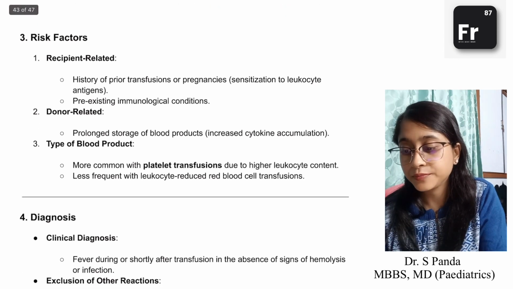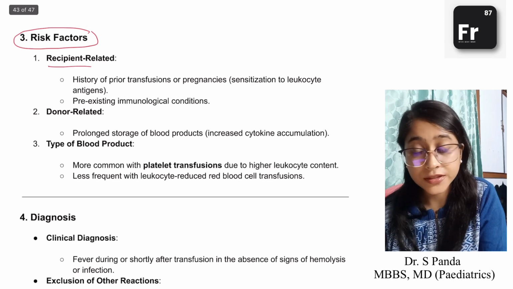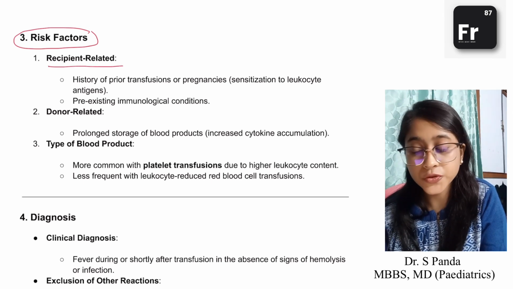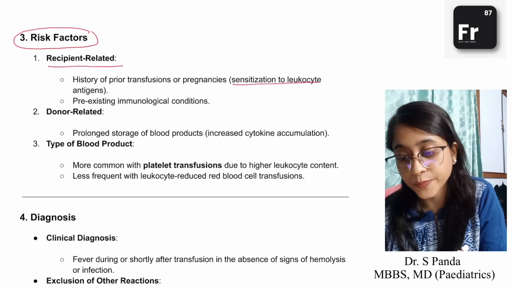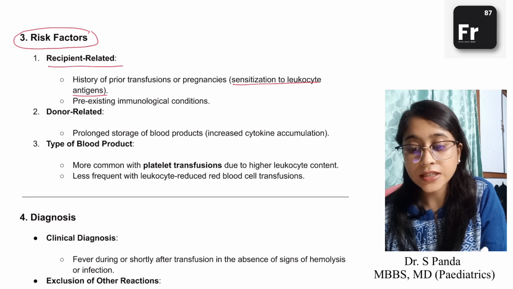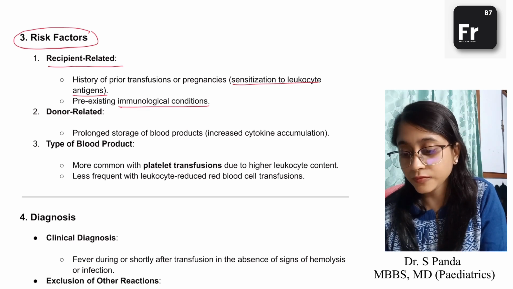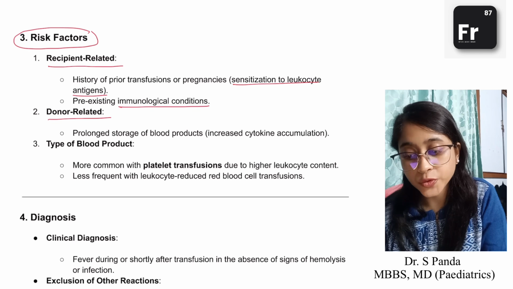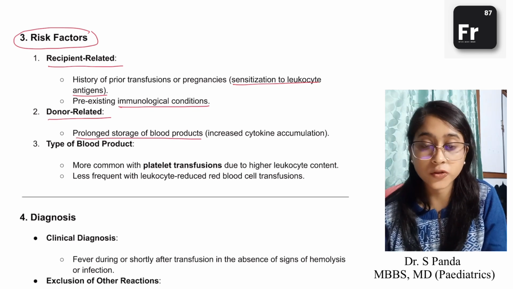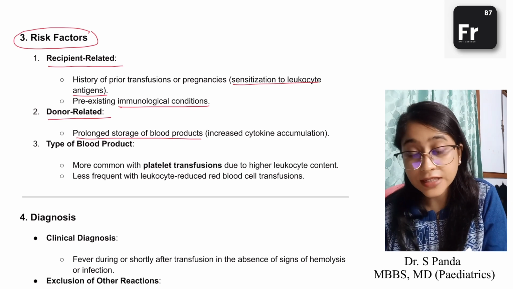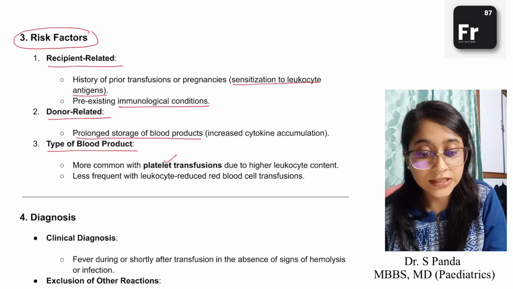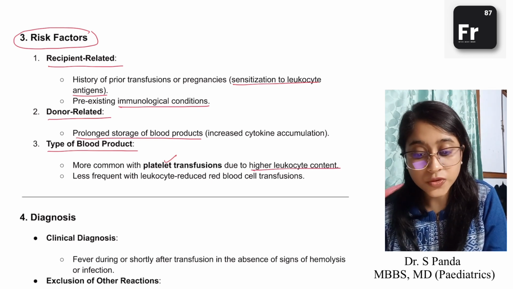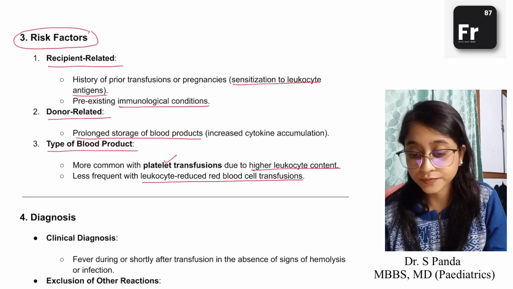The risk factors: recipient related, history of prior transfusions or pregnancies, which leads to sensitization to leukocyte antigens, and pre-existing immunological conditions. Donor related, prolonged storage of blood products, as increased cytokine accumulation occurs in blood products that are stored for a long time. The type of blood product: more common with platelet transfusions due to higher leukocyte content in them, less frequent with leukocyte reduced RBC transfusions.